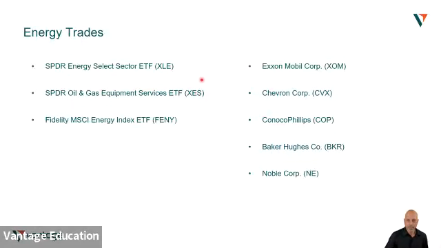So in the energy sector, you can trade the ETFs. One of the most popular energy ETFs is the SPDR Energy Select ETF. The ticker symbol is XLE. You also have a more specific ETF within the energy sector, focusing on oil and gas equipment and services, and you have another, the Fidelity MSCI Energy Index, as well. And of course, some of the biggest oil and gas companies in the world are ExxonMobil, Chevron Corporation, ConocoPhillips, Baker Hughes, and Noble Corporation.